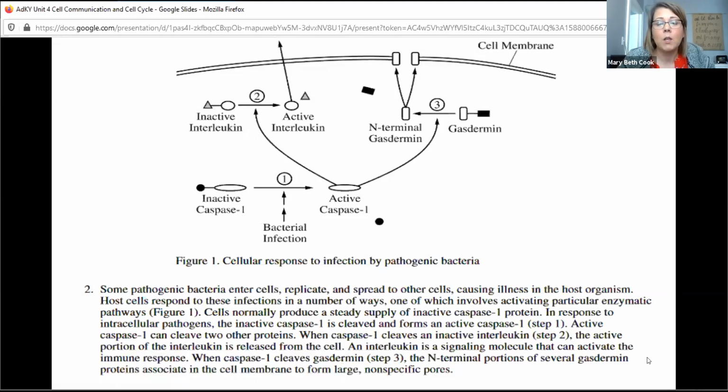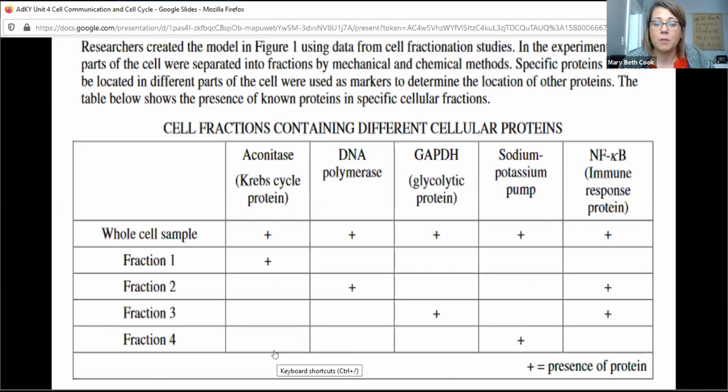When caspase-1 cleaves gasdermin, step 3, the N-terminal portions of several gasdermin proteins associate in the cell membrane to form large, non-specific pores. So we were correct. This was a protein embedded in the membrane. They're telling us it's non-specific, so a variety of different molecules could actually enter through this pore. We're going to come back to this diagram. So this is some more information that was provided with this question.